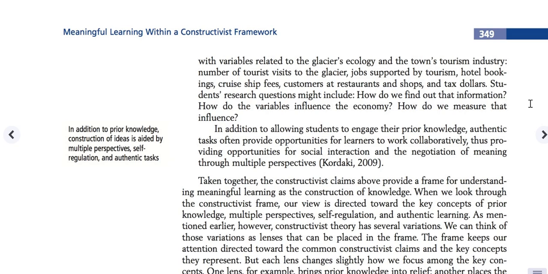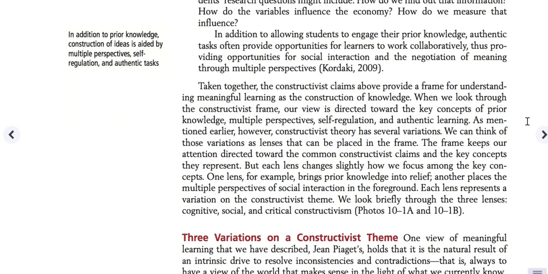Number of tourist visits to the glacier, jobs supported by tourism, hotel bookings, cruise ship fees, customers at restaurants and shops, and tax dollars. Students' research questions might include, how do we find out that information? How do the variables influence the economies? How do we measure the influence? In addition to allowing students to engage their prior knowledge, authentic tasks also provide opportunities for learners to work collaboratively, thus providing opportunities for social interaction and the negotiation of meaning through multiple perspectives.